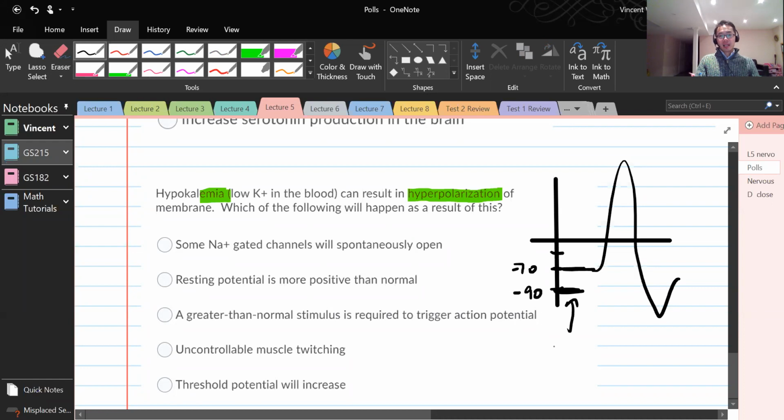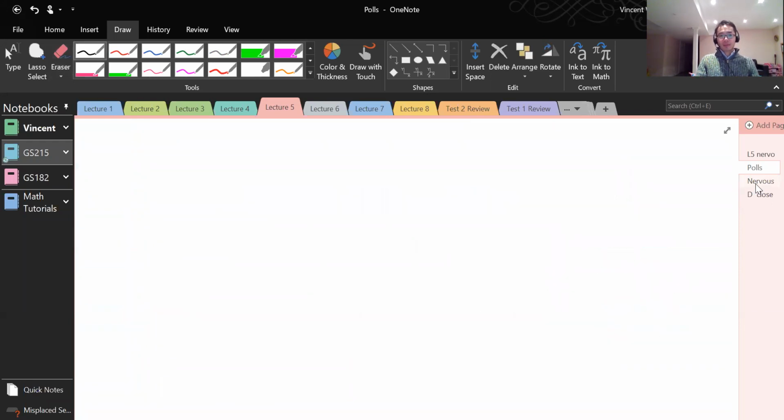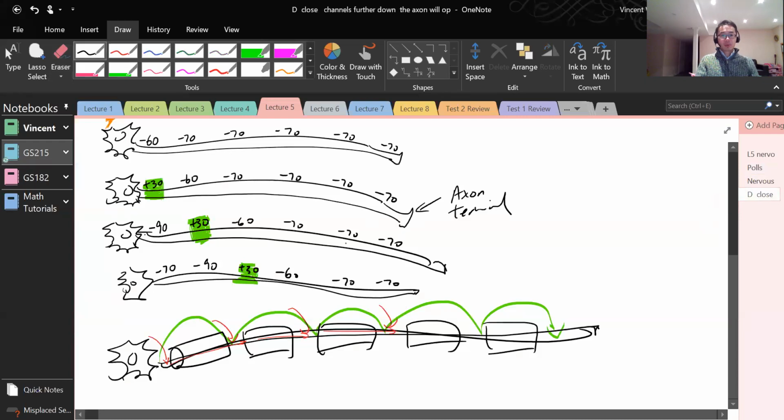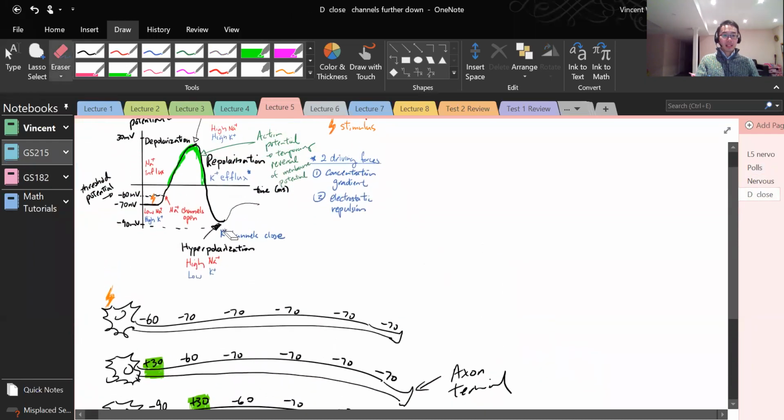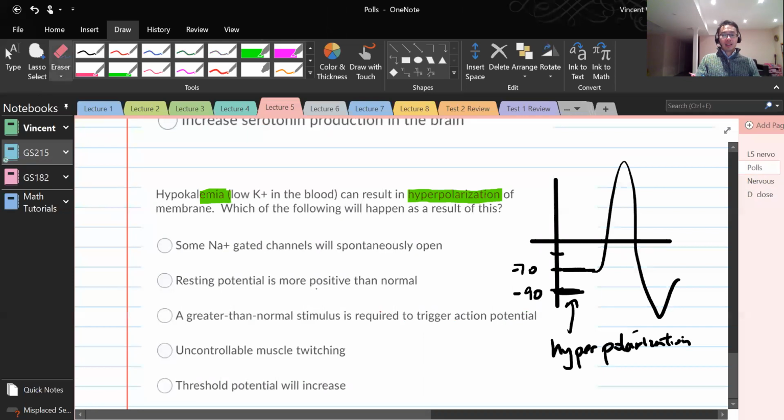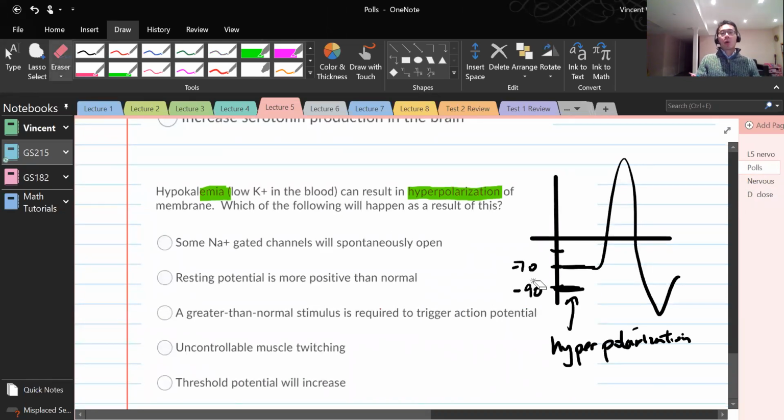Okay, so that's hyperpolarization. And if you're not sure how we know that, well, look at the graph, right? The graph we drew. Where's the graph? Right, like at the bottom, at the lowest point, it's hyperpolarization, right? And that's how we know it's minus 90. But that's not the point. The point is that it's lower than minus 70. Okay, so what happens, right? Let's take a look at these things. Which of the following will happen as a result?